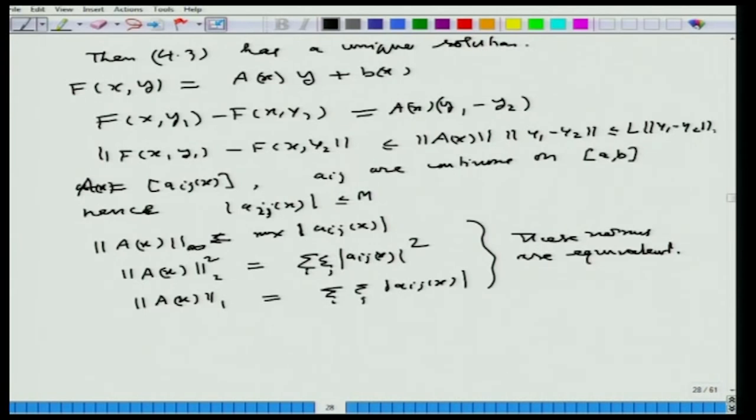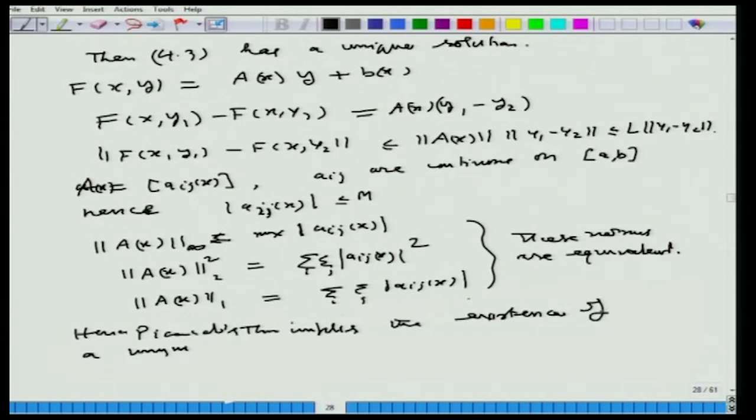It is independent of x in this case, and therefore we have this Lipschitz continuity. Since the a_ij's are continuous, and the components of b are all continuous functions, this f will be continuous in the first variable x. So, hence Picard's theorem implies the existence of a unique solution of 4.3, in turn of 4.2 and 4.1. So, that is where we have the existence of these.